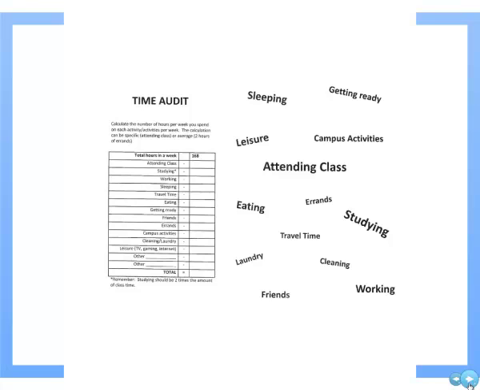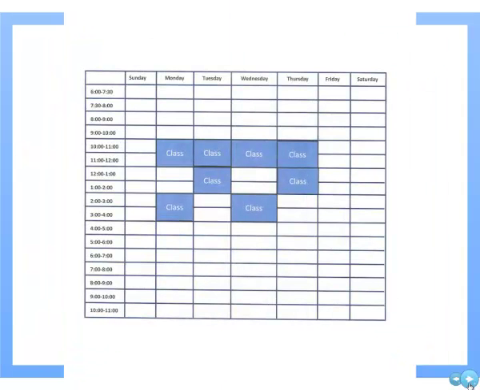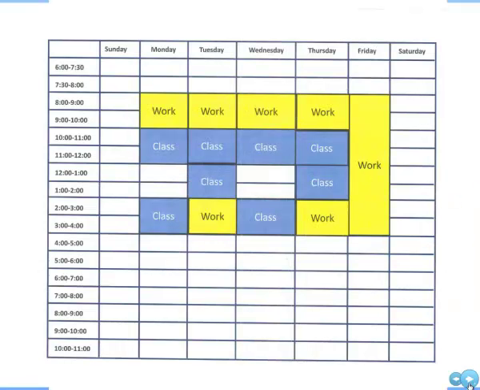The next step is to create an actual weekly schedule. The first step to creating the schedule is to mark the calendar with activities that occur at the same time every week. Let's start with when you're in class. Then, if you work, go ahead and put down when you work. If your work schedule varies, estimate the number of hours and mark in the days and times.